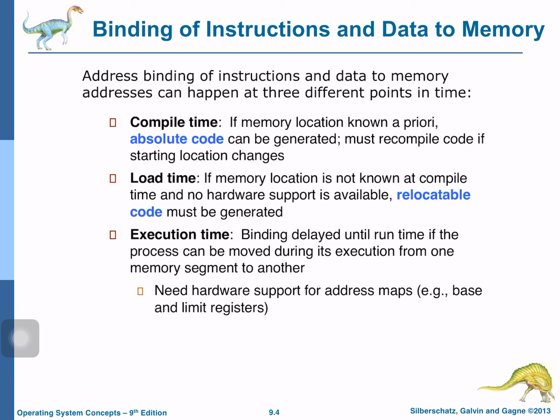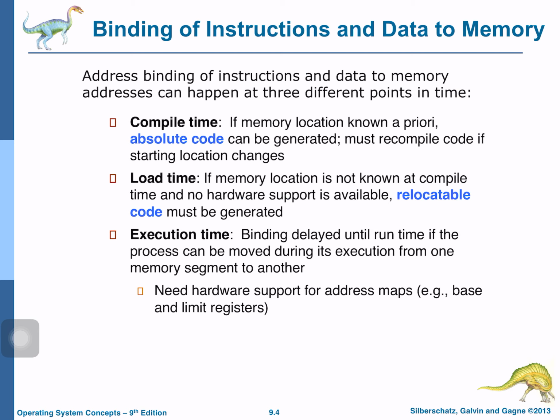Okay, so binding of instructions and data to memory. Address binding of instructions and data to memory can happen at any of three points in time. Address binding may happen during compile time, load time, or execution time. These are the three times where address binding occurs. Remember, address binding is to bind the addresses of the code in the program to the physical address, meaning where we want this code to be in physical memory.